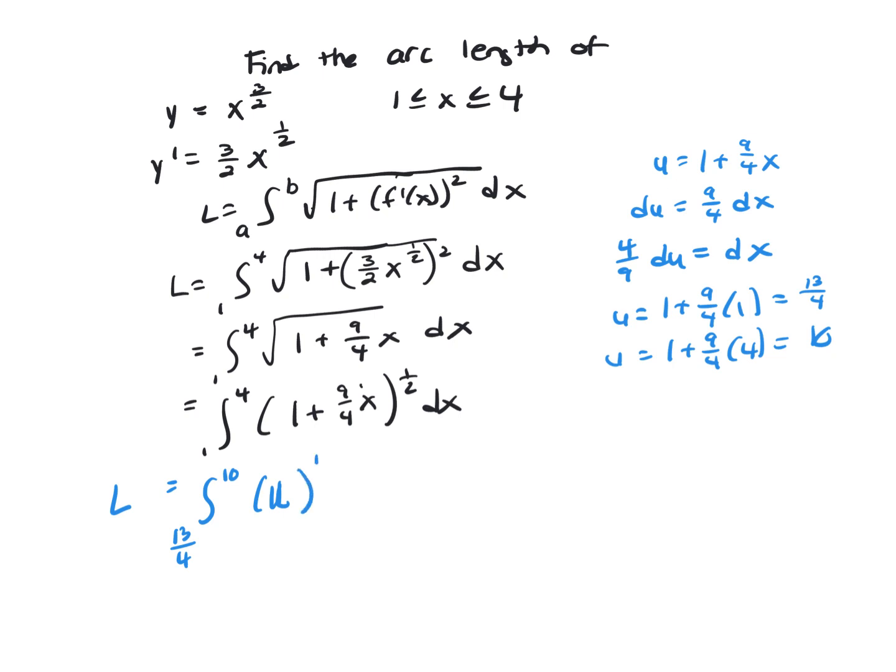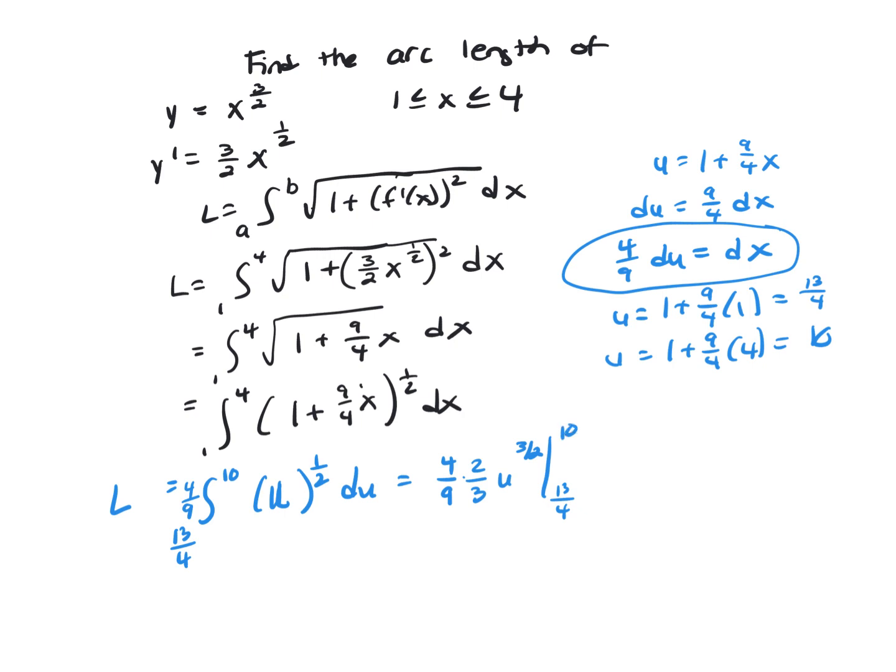because 1 plus 9/4 x is u, to the 1/2. And what is dx? Dx is 4/9 du. Bring the 4/9 out in front. So let's integrate. This is 4/9 times u to the 3/2 with a 1/3 out front, which is 2/3. And I want to evaluate that between 13/4 and 10.